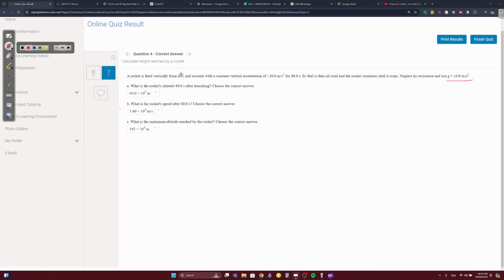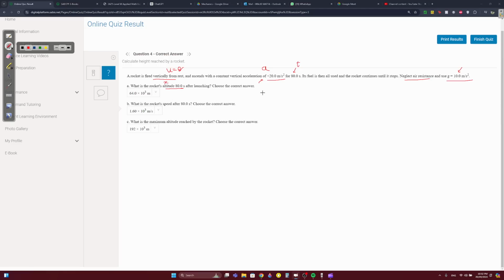Here, question 4. A rocket is fired vertically from rest, so u equals 0, with a constant acceleration a of 20 meters per second squared for a time of 80 seconds. Then its fuel is all used up, and the rocket continues going up until it stops, because there's no more force pushing it. Neglect air resistance. In all questions, they will tell you to neglect air resistance. Use g as 10. What is the rocket's altitude? Altitude means displacement, or its position.